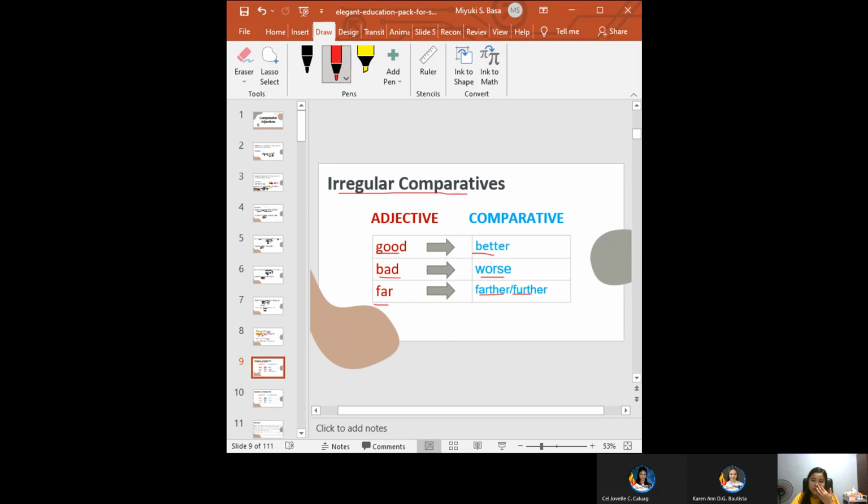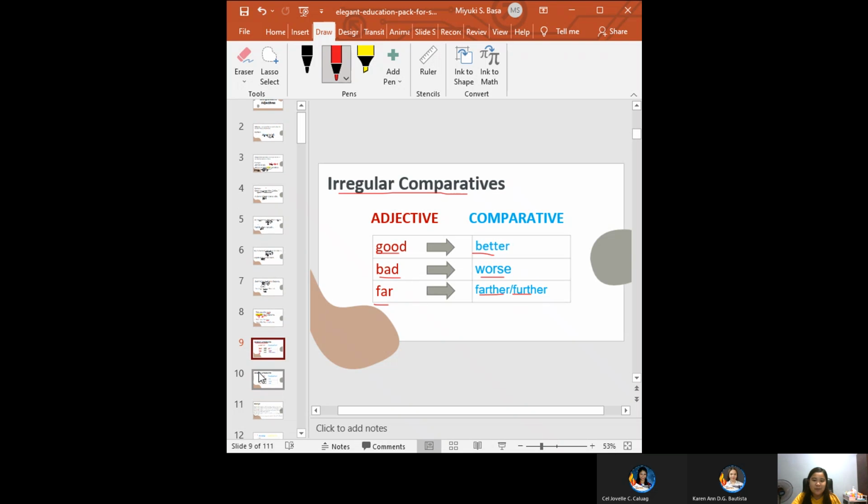Yes po, ma'am. Okay, thank you for responding. So these are other examples of irregular adjectives. Can you please read this, Miss Kaluwag? Little, less. Okay. Many, more. Well, better. Okay. Thank you, Miss Kaluwag.